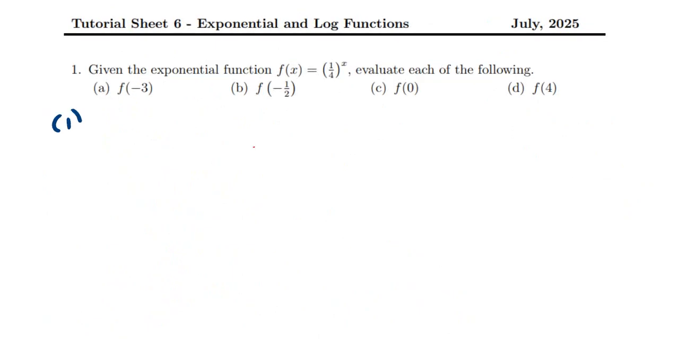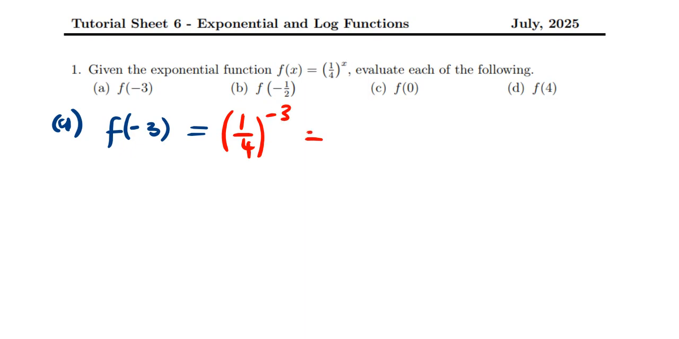So question number 1, we are saying given the exponential function f of x is equal to (1/4) to the power x, evaluate each of the following. So this question 1 is on exponentials. Let's start with a. We are being told that it is f of negative 3. What this means is that in the function, where there is x, we will be replacing it with negative 3. So the function itself is (1/4), then x should be negative 3. So we're going to do that.